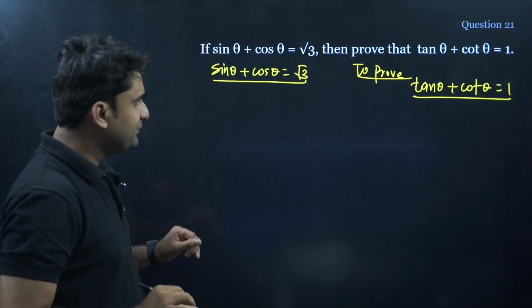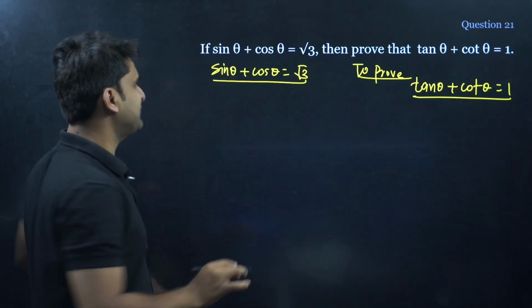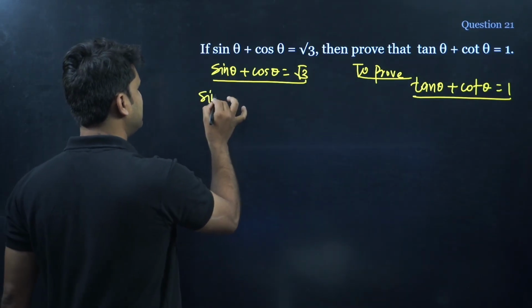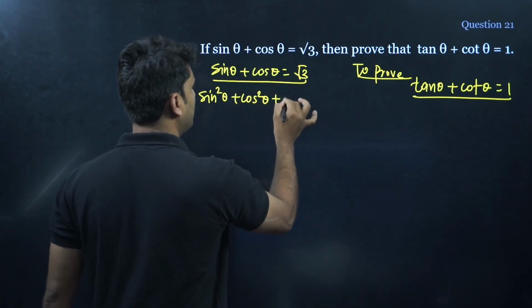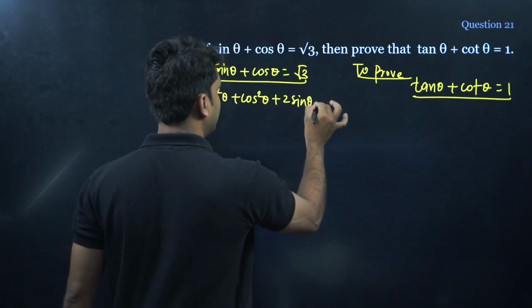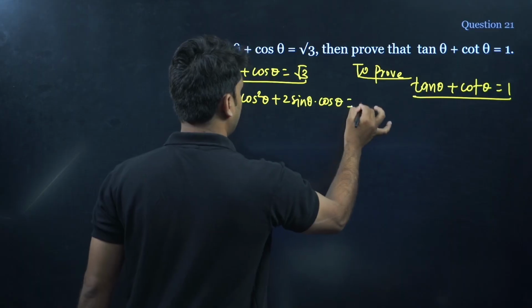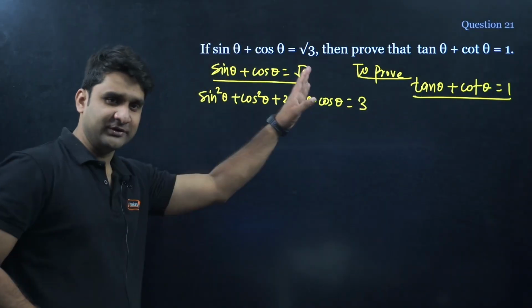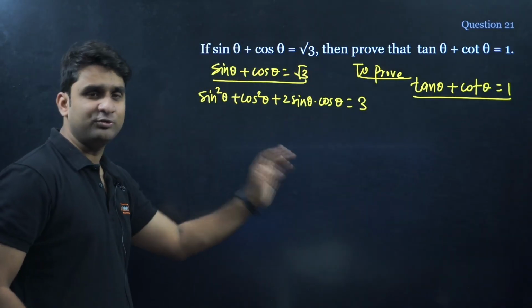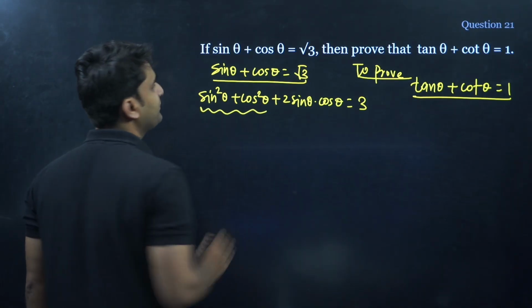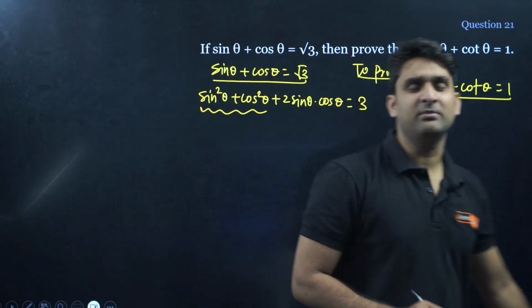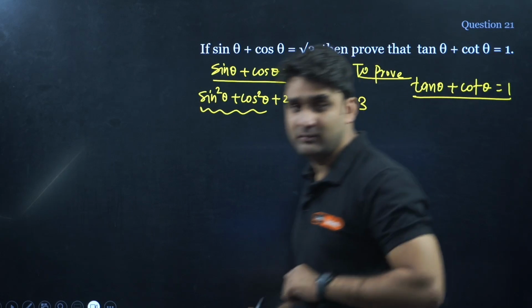Dear all, if I do a square of this function, we can write sin square theta plus cos square theta plus 2ab, 2 sin theta into cos theta is equal to root 3 square, which will be 3. Squaring both sides: a square plus b square plus 2ab, and root 3 square will be 3. And do you know what this is? Sin square theta plus cos square theta is equal to 1.